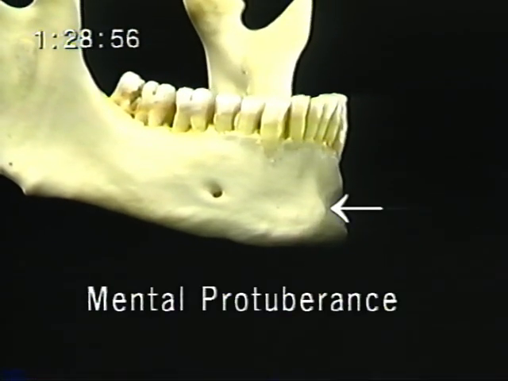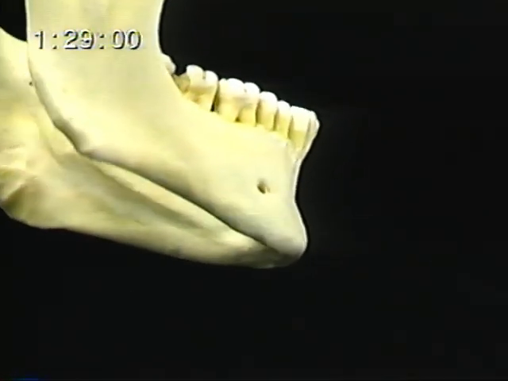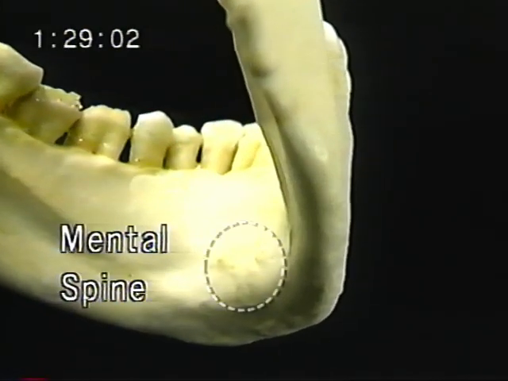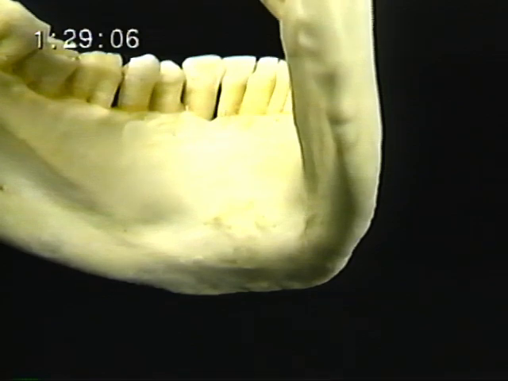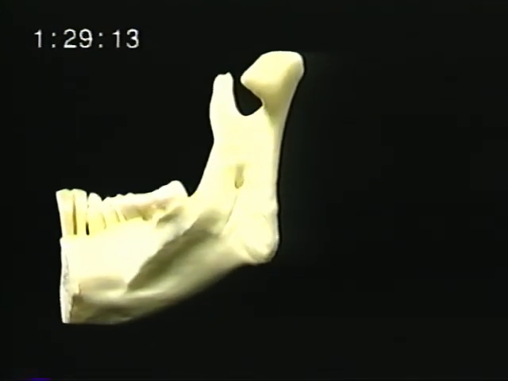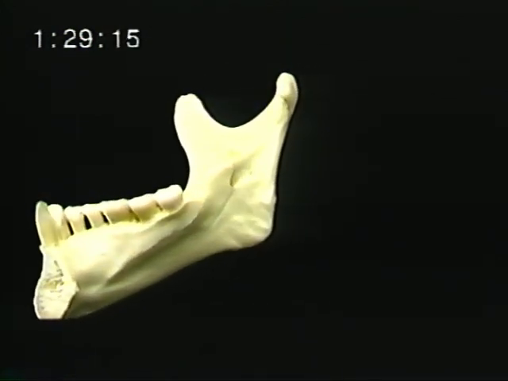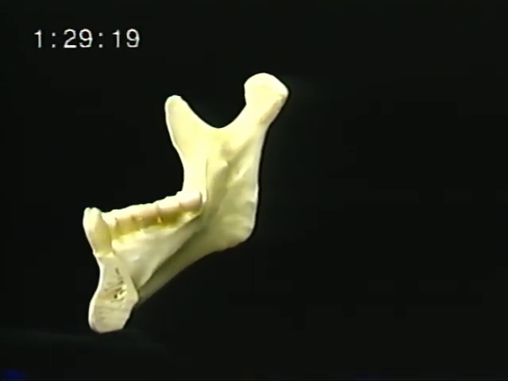This projection in the midline is the mental protuberance. On the inside, this roughened area is the mental spine. Two pairs of muscles are attached here, the geniohyoid and genioglossus muscles. On the inner aspect of the mandible, this thickening below the coronoid process is the buttress.